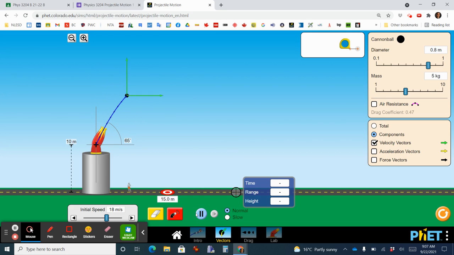Oops, I had this paused. There we go. Moving sideways at a constant rate, 29.32. So that must be equal to 3.85 seconds multiplied by 18 cosine 65. And that's about as hard as the problems get with these projectile motion ones.